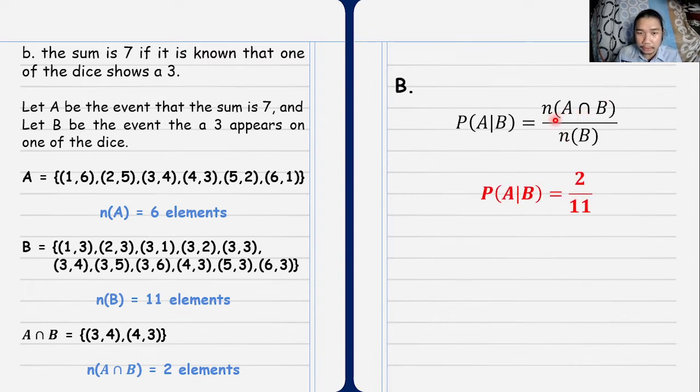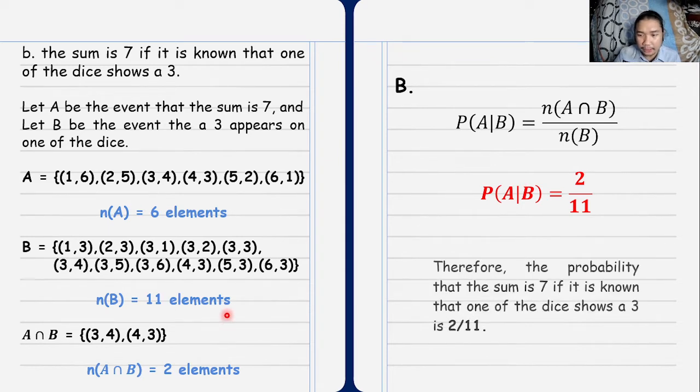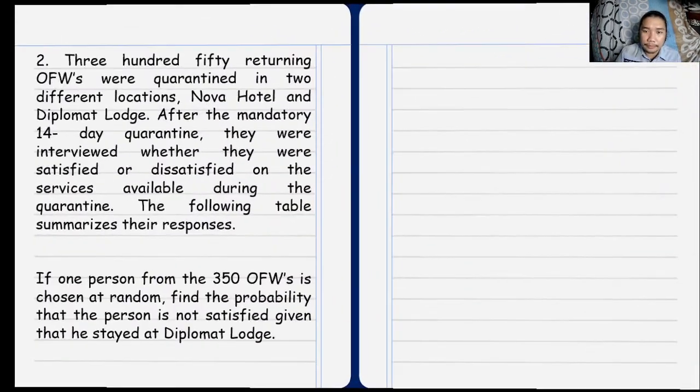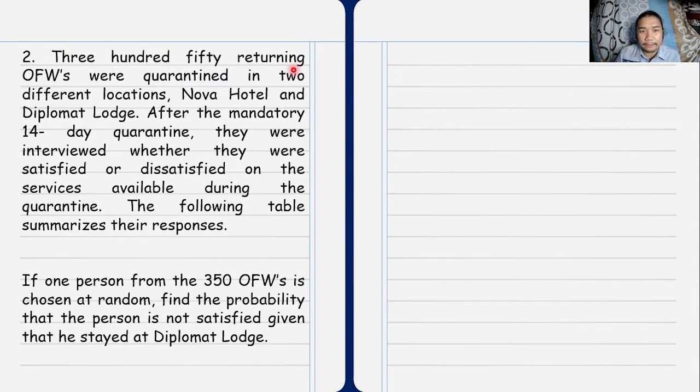Identify natin or substitute natin yung value ng number of A intersection B is equal to 2, and then the number of B is equal to 11. So that's the final answer. Therefore, the probability that the sum is 7 if it is known that one of the dice shows a 3 is 2/11.